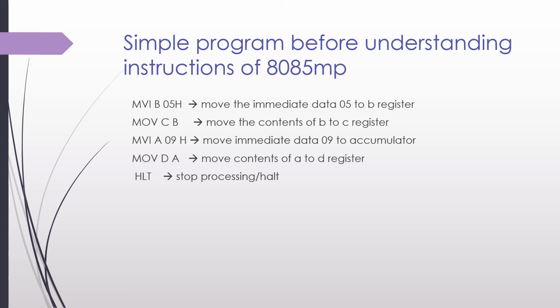Okay, so this is how we have to use the instructions, and this is the comment for each instruction. What is the meaning of this? Move immediate data 05 to B register. Whatever is the content of B, shift it to C register. Move 09 to accumulator, and again whatever is there in A, shift it to D register and stop processing. These are called the comments of a particular program. Comments are equally important in writing the program. In your board exam, it is going to carry 1 mark. Comments specially carry 1 mark.